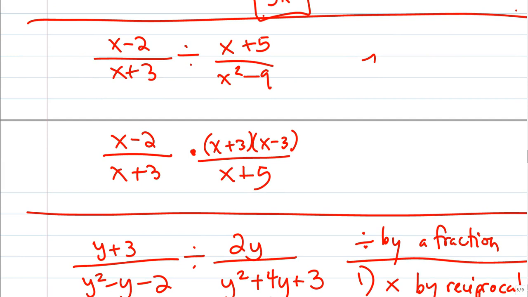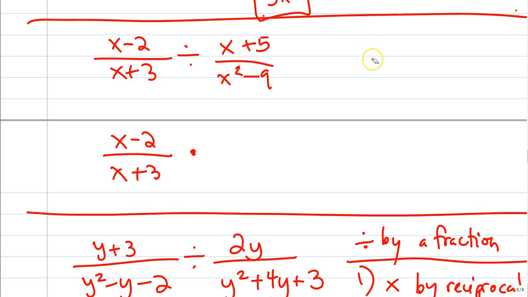x minus 2 over x plus 3, divided by, I don't know why I have all this on there, sorry, divided by x plus 5 over x squared minus 9. How are we going to divide by that fraction? Don't. We're going to change it from division to multiplication, and take the second fraction and flip it. By the way, we don't have to make this more work. We need to do something anyway.